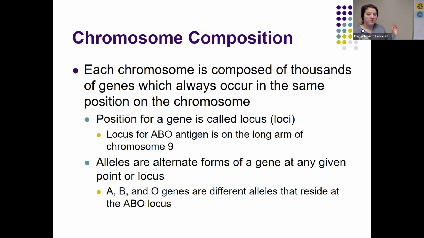And then you have the alleles, which are the alternate forms of the gene at any given locus. So you either have your A, your B, or neither being expressed at that gene. That's for ABO determination.